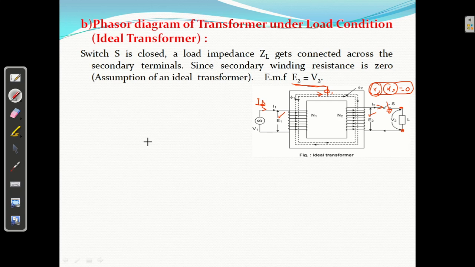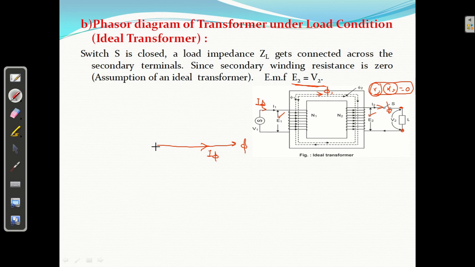So I am taking phi as a reference. So I phi, who is producing phi? I phi, right? If I phi is zero, flux will be zero. If I phi is maximum, flux will be maximum. So both will be in the same phase.